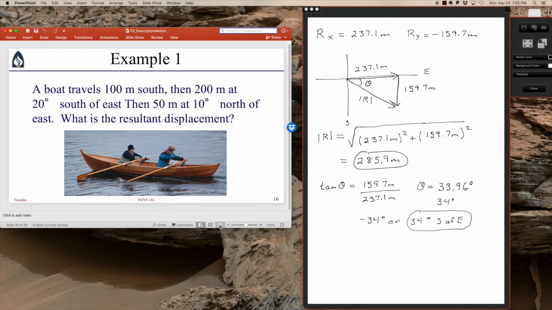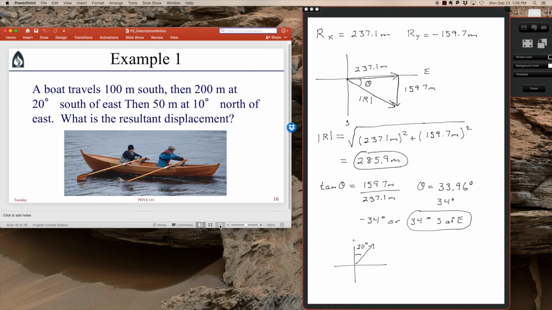Now, one thing that you may have noticed when I was breaking the vectors into components for this problem is that I seem to always use cosine for the x component and sine for the y component. And I want to warn you now that that's not always going to be the case. So for example, let's say I had a vector that was pointing in some direction, and I was given the angle, instead of with respect to the x-axis, I was given the angle with respect to the y-axis. Let's say it's 20 degrees as an example.